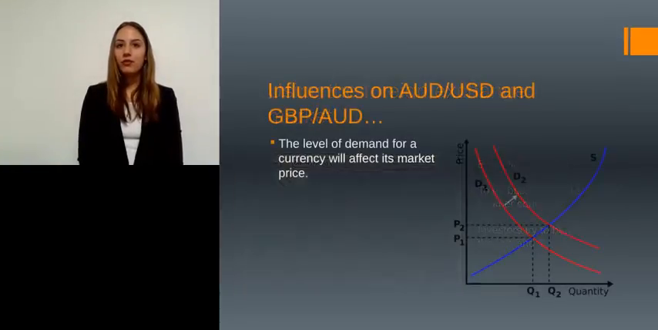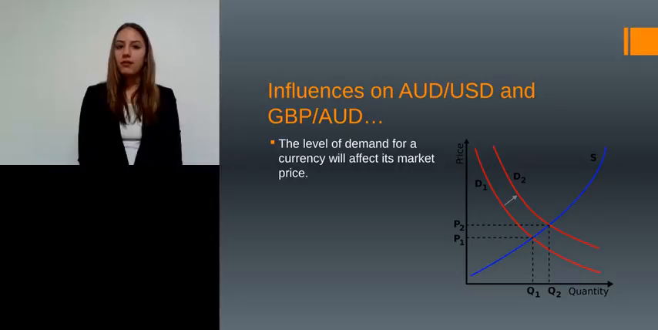Today we'll compare the influences on the AUD over USD and GBP over AUD. The level of demand for a currency will affect its market price. If there are more people wanting to buy AUD over USD than sell it, the AUD's value will go up. More sellers of the AUD over USD means that the value of the AUD will go down. The same concept applies to GBP over AUD. So what influences whether people want to buy it or not?